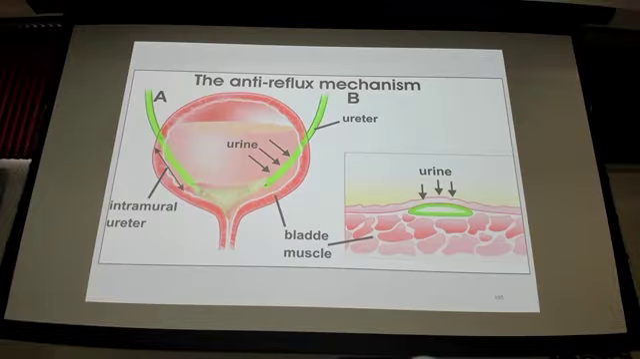So that physiologic sphincter right here is actually very, very important anatomically. Okay. So there you go. There's a picture of it. Just pulling down on the ureter.